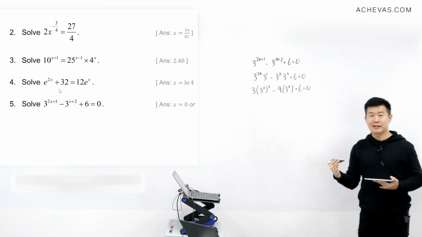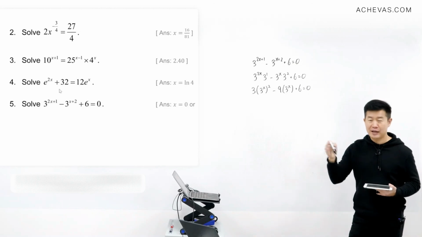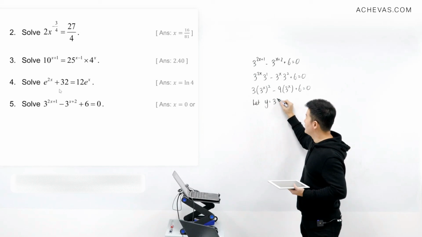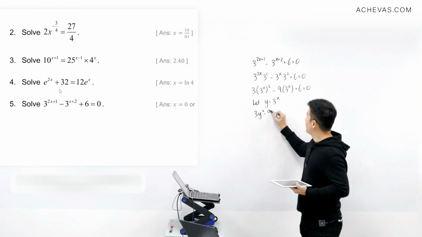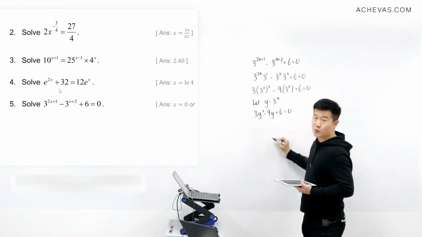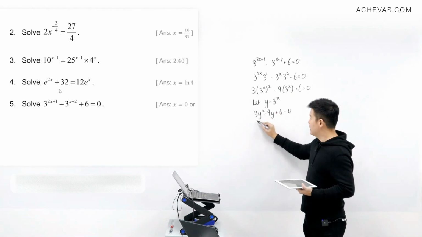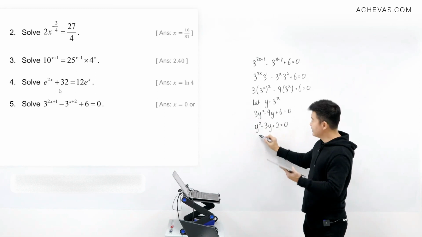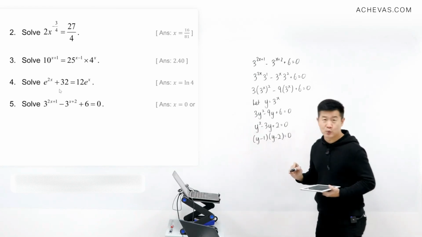So our first objective has been achieved. I managed to get an equation with just one single exponential form, and that is 3 to the power of x. So I'm going to let y represent this 3 to the power of x, which will then give me an equation 3y squared minus 9y plus 6 is equal to 0. It becomes a quadratic equation. I can simplify this definitely. I'm going to divide this throughout by 3. So y to the power 2 minus 3y plus 2, this is equal to 0. Factorizing this, we have y minus 1, y minus 2, this is equal to 0.